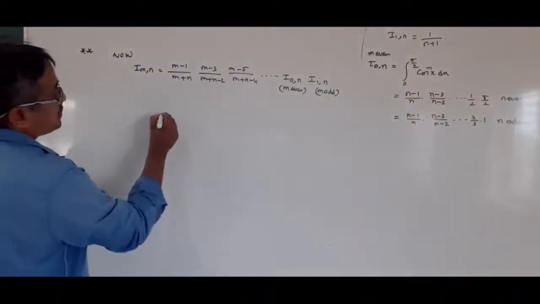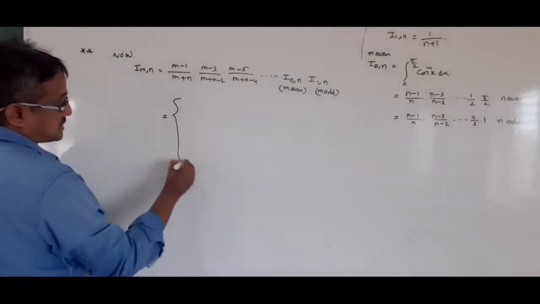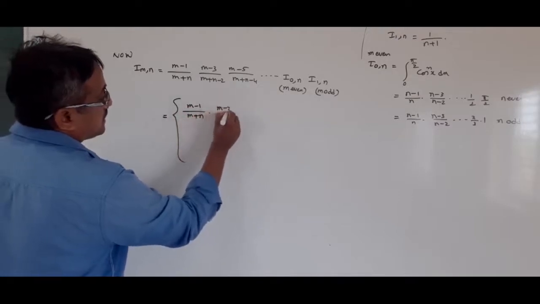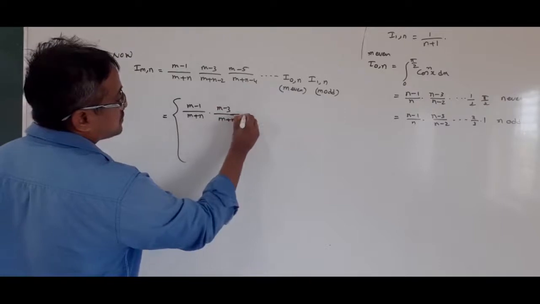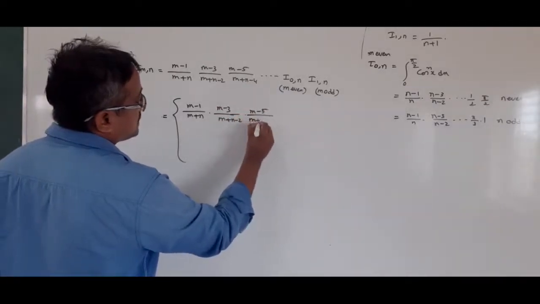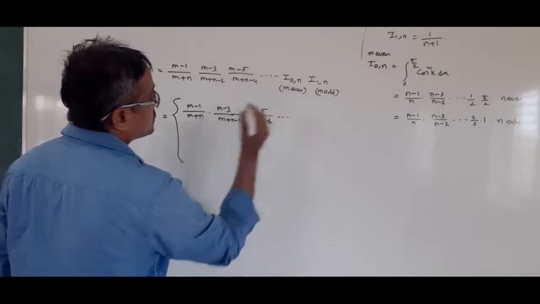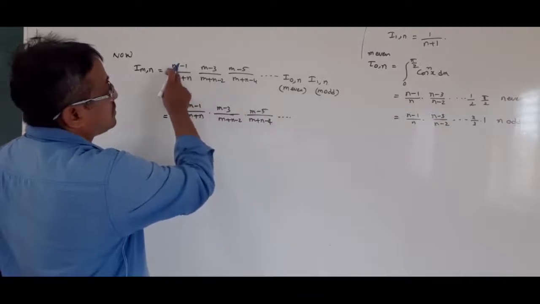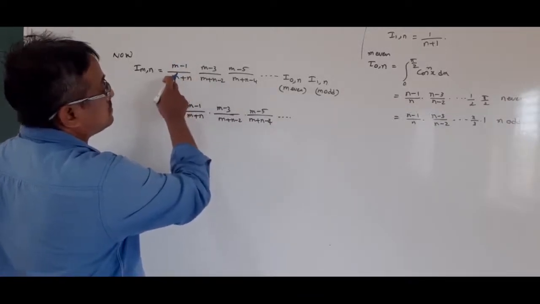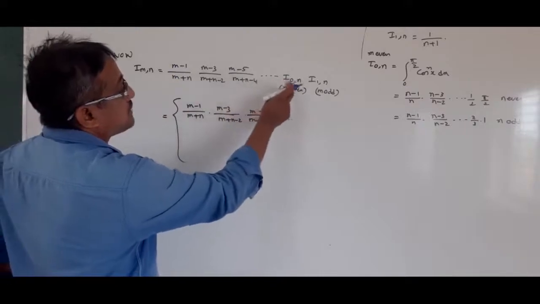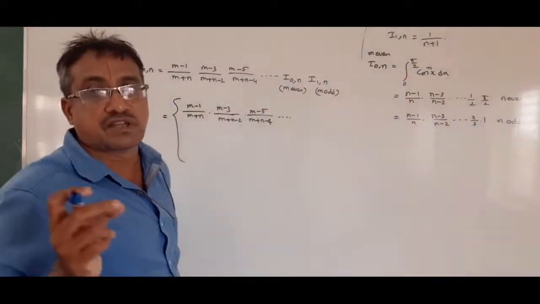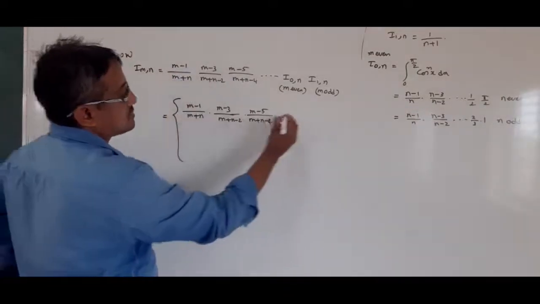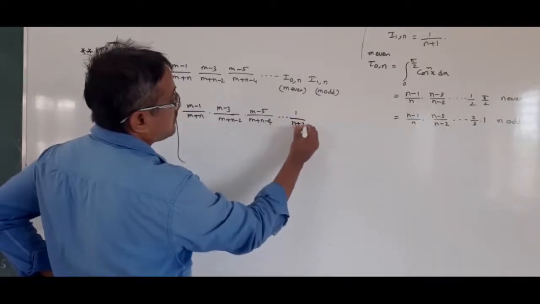Now this can be written as (m-1)/(m+n), (m-3)/(m+n-2), (m-5)/(m+n-4) and so on. Now if you put an even number here, the least even number is 2, you will get (2-1)/(2+n). So that will be 1 by n+2.